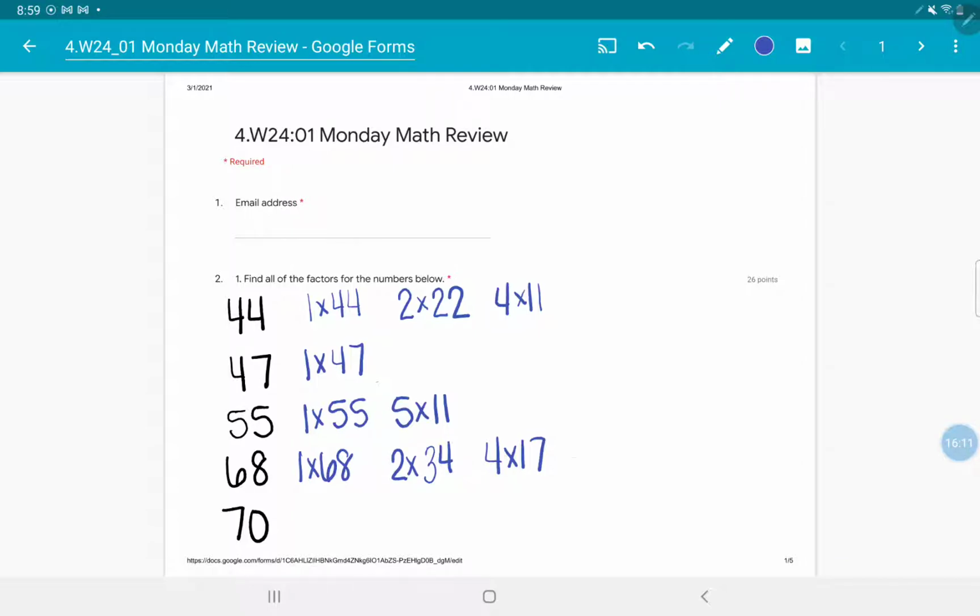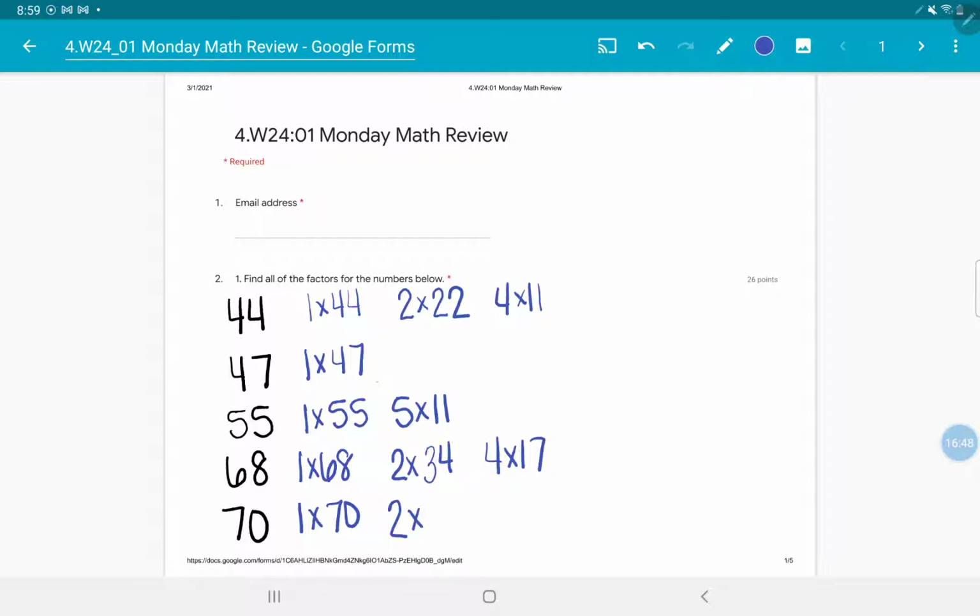How about 70, Jaden? Of course, starts with 1. 1 times what? 1 times 70. Of course, 1 times 70. Okay. Go ahead. Number 2, which would be. So we know that 2 is going to be a factor because it's even.